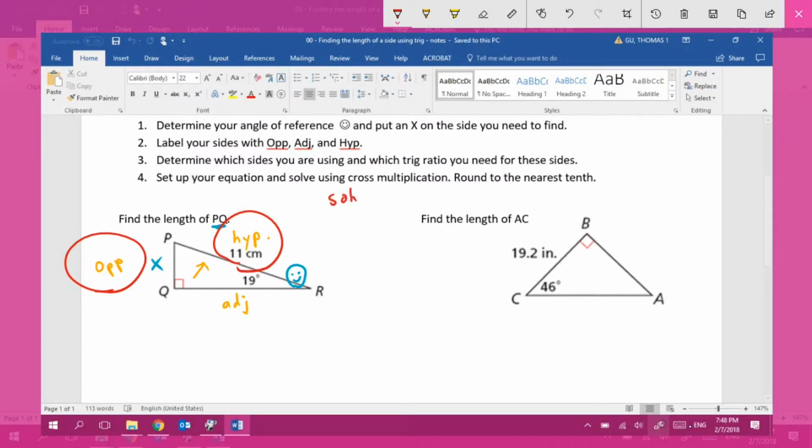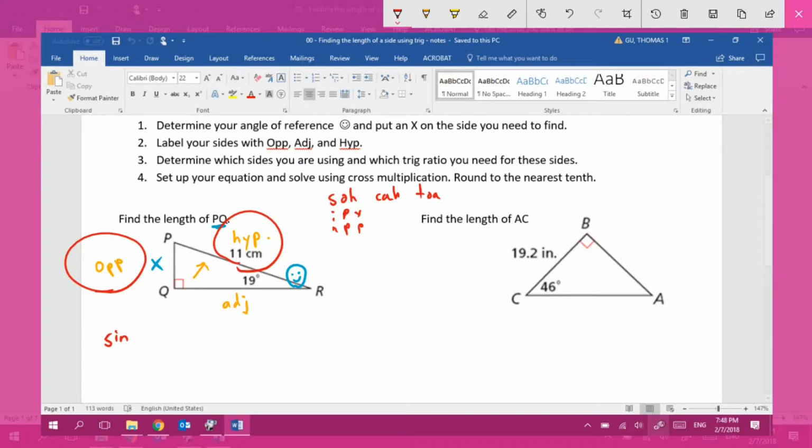Well, let's look at SOHCAHTOA. Sine means opposite over hypotenuse. So we're going to be using sine because that is the trig ratio that uses opposite and hypotenuse. And now we're going to set up our equation and solve using cross multiplication.